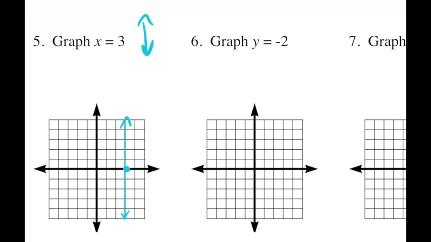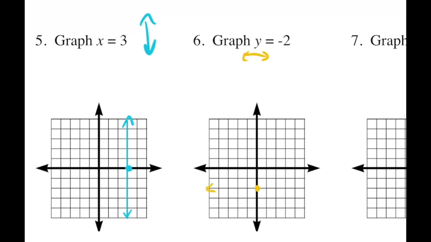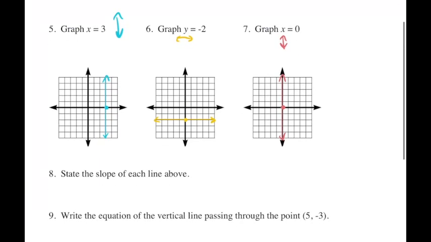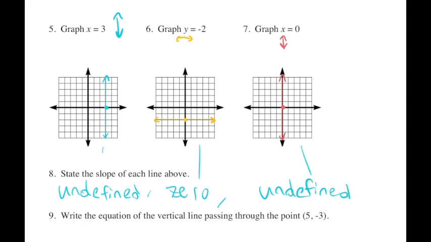Y equals negative 2. Well, this is going to be a horizontal because it's a y equals. So y equals negative 2. We're going to go to negative 2 on the y-axis and plot a horizontal line. X equals 0. It's an x equals, so it is vertical. And we're going to start at 0 on the x-axis, and we're going to draw a vertical line. That's it. Now they ask us to state the slope of each of these equations above. All verticals are undefined, all horizontals are 0. So we have undefined, 0, undefined off of those 3 graphs.